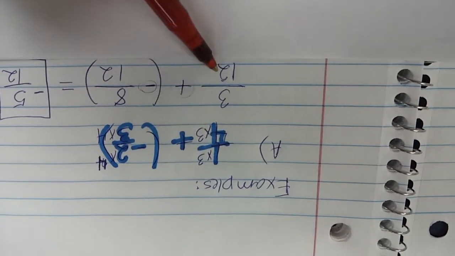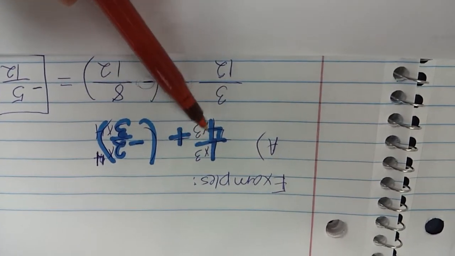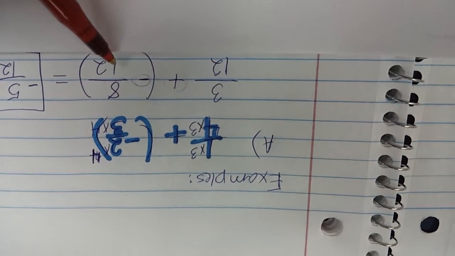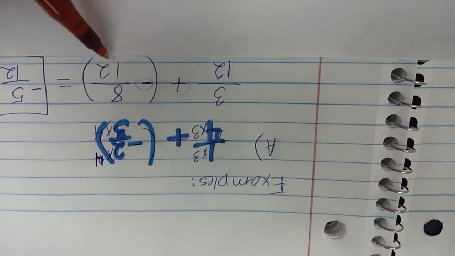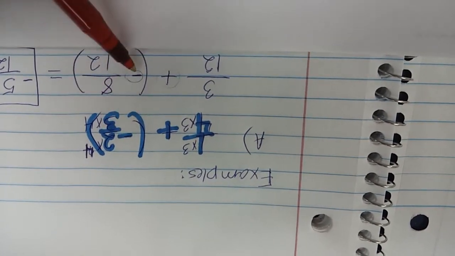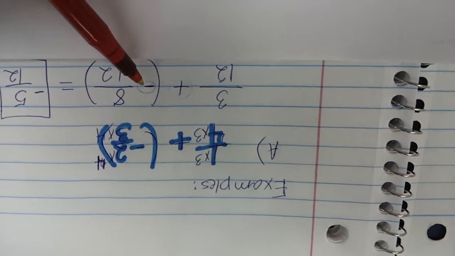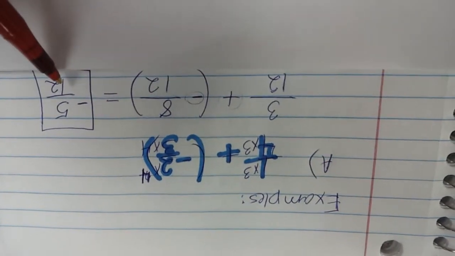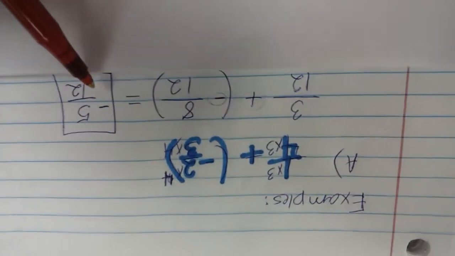4 times 3 got me 12. I have to do the same on the top. So 1 times 3 is 3. 3 times 4 is 12. So 2 times 4 is 8. I had a negative in my original, so negative goes here. And I know that my 12 is going to be my denominator for my answer.